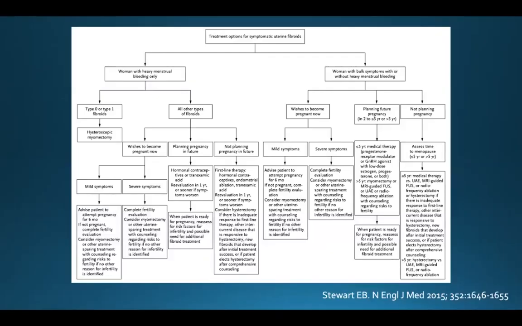So there are several options today for treating patients with fibroids. This algorithm was published in 2015 in the New England Journal of Medicine by Stewart, and it's still referred to as a reasonable way to think about the different options for fibroids, and I include it here for your reference.